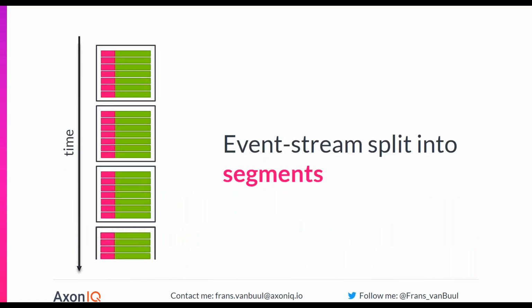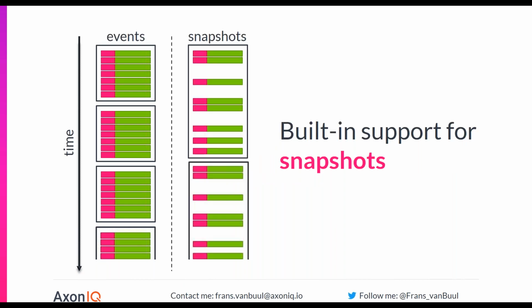We split the event stream into segments. Segments have a configurable size, but typically in the order of hundreds of megabytes to gigabytes. And we keep all the indices and other files within a segment. So segments are kind of independent units. In addition to events, we store snapshots, which share the same timeline or global ordering, but as a storage strategy, have their own segments.